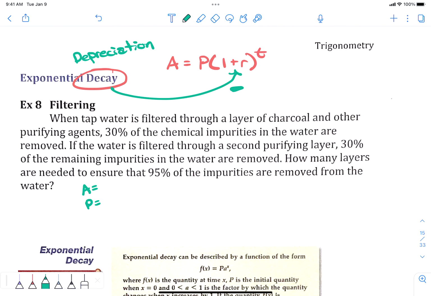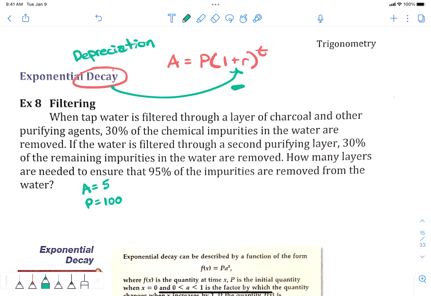1,000. I'm going to start with 100. We start with 100? It doesn't matter. We get to pick random numbers, okay? And I'll show you why here in a second. If we start with 100 and 95% is removed, what's the after amount, right? 5. We get to choose those numbers just as long as they're in the relationship of 95 and 5, right? Does that make sense? Okay? So we're just going to choose random numbers. We could have chosen 1,050, right? Doesn't matter. How many layers are needed, okay?